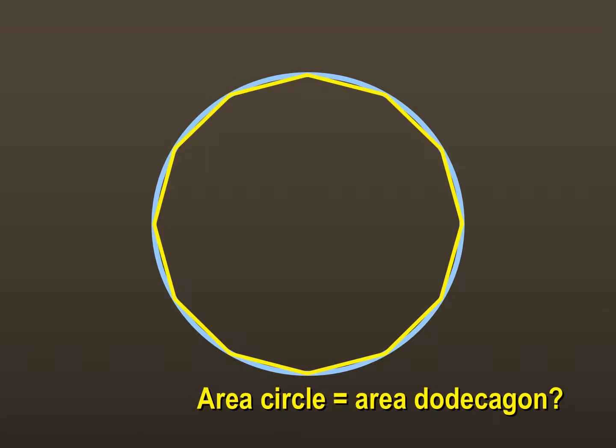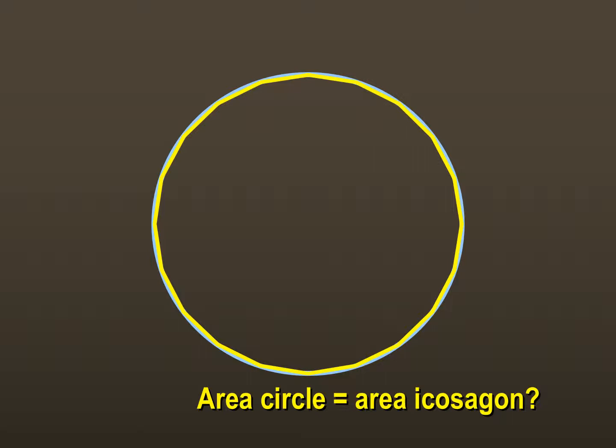So do a dodecagon. Again, there's such a minimum amount of area missed, it's almost the exact area. So we'll go to an icosagon, which, as you can see, almost looks like a circle. There's so many sides, but it's not quite a circle, which means it's not quite exact. So how do we get the exact area of a circle?